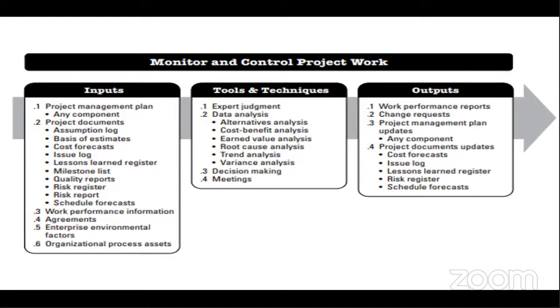So some of those variations don't need too much mathematical breaking of head and all of that. By looking at what your plan is saying and looking at what you have, you should be able to know whether there is variation or not. Then we have decision making and meetings. On the output, we have work performance reports, change requests, project management plan updates. We have project documents updates, and all of these are involved inside the project document update.